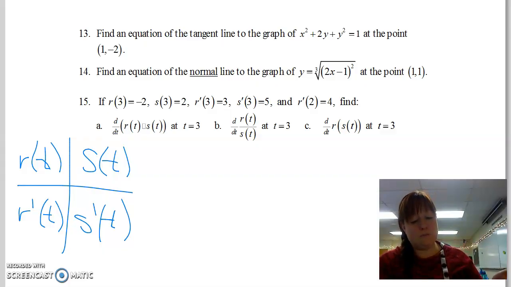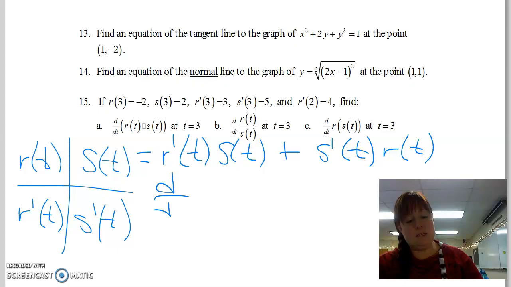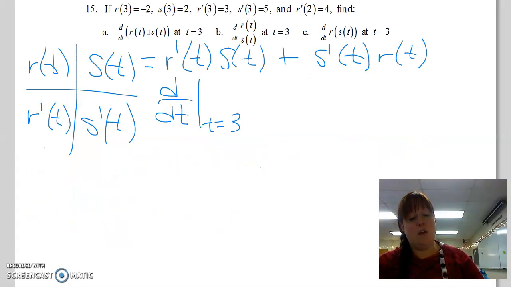So the derivative of these would be r prime of t times s of t plus s prime of t times r of t. And we're going to find it at 3. So we write d dt evaluated at t equals 3. That's the notation we use to tell somebody that we are evaluating this at 3.